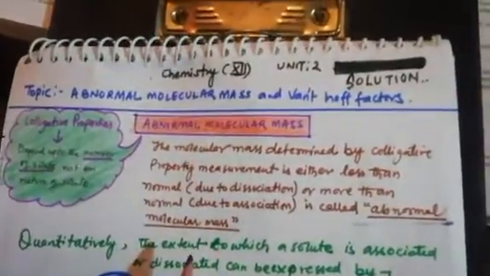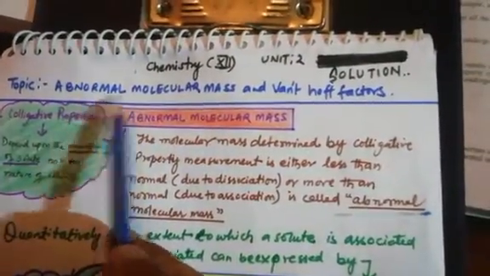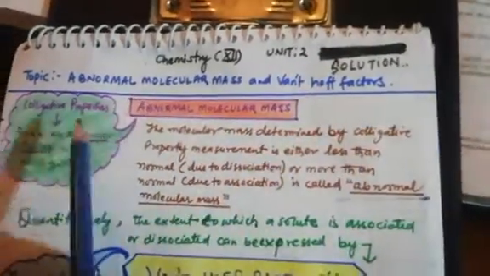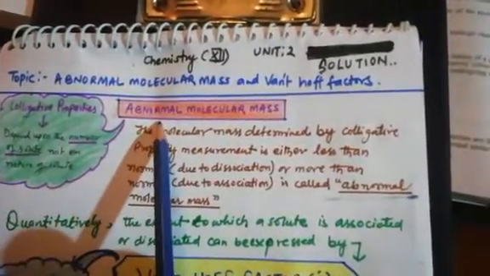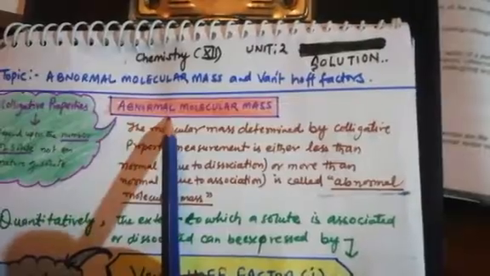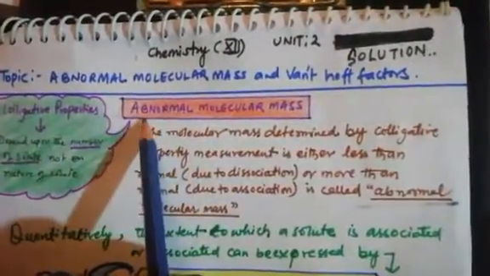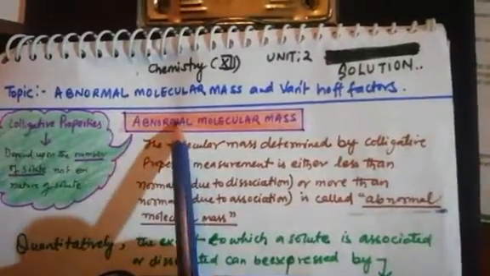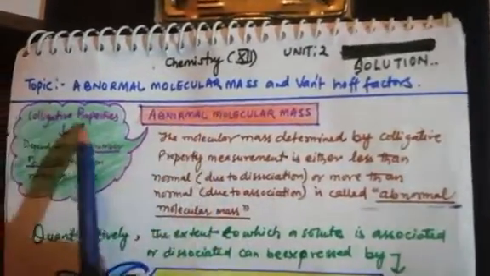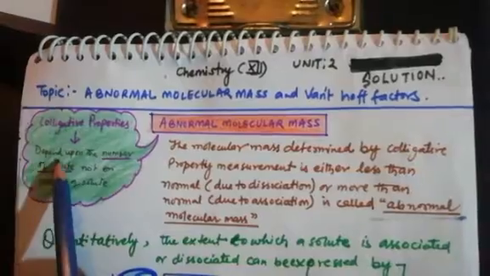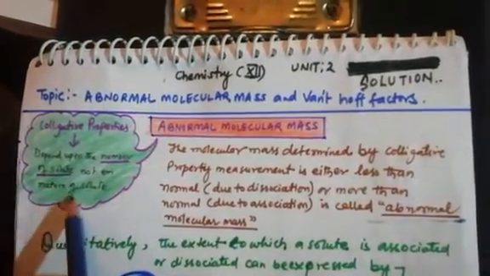Welcome to the second part of this video. This is related to abnormal molecular mass and the van't Hoff factor. So we need to discuss the definition of abnormal molecular mass. What is the meaning of abnormal molecular mass? As the name says, abnormal means it is not normal. This topic came from colligative properties. As we know, a colligative property depends upon the number, not on the nature, of the solute.